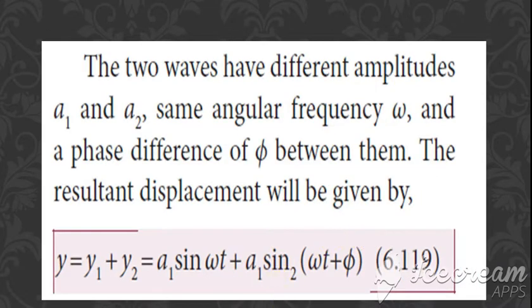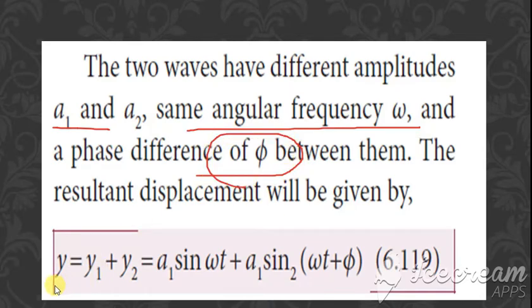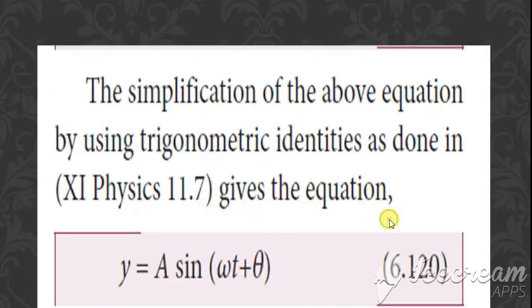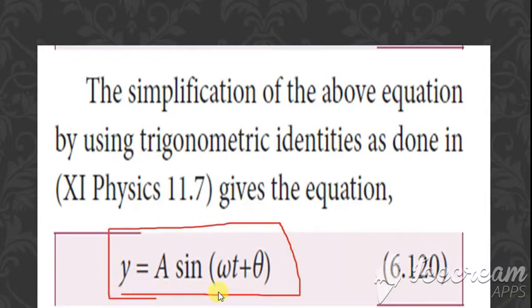When the two waves have the same frequency and only the phase difference is changing, then the total y can be written as y1 plus y2. So y is equal to y1 plus y2, where y1 is a1 sine omega t and y2 is a2 sine (omega t plus phi). From trigonometry, the general equation is y is equal to a sine (omega t plus theta).